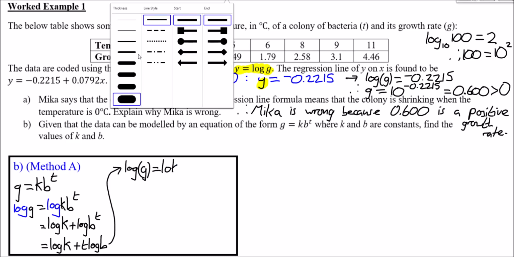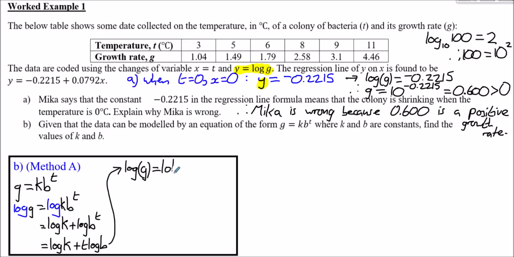Again, I can't seem to write for toffee today. I must be quite tired. I apologise. Log of k, I was going to write loc, which clearly is wrong, plus log b multiplied by t. If I now write this underneath, we can compare and contrast what we have here, and then we can work out and deduce what relates to what.